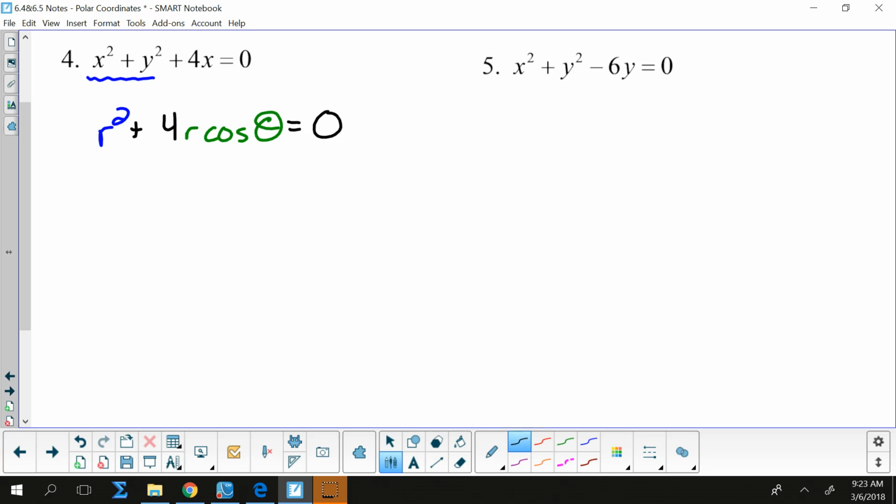Factor out an r, okay? Because there's an r in both of them. I'm going to factor out an r. That leaves me with r plus 4 cosine of theta, right?